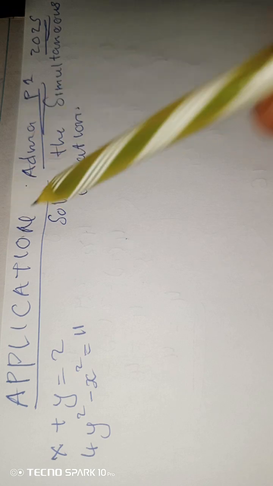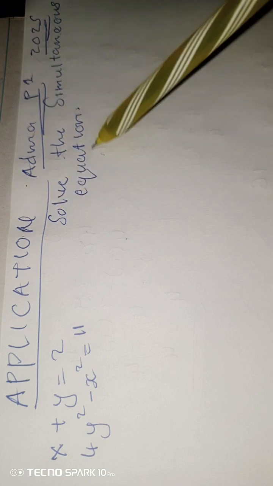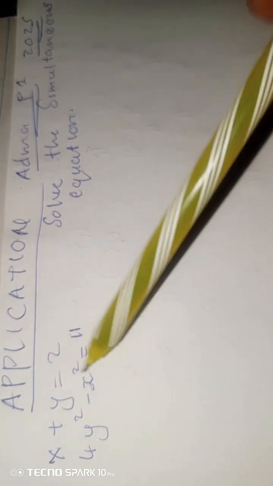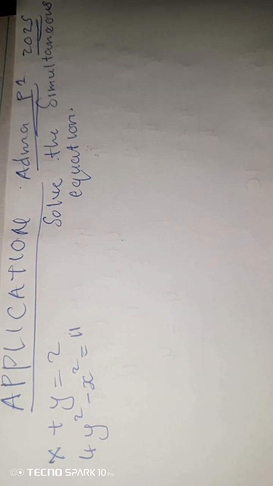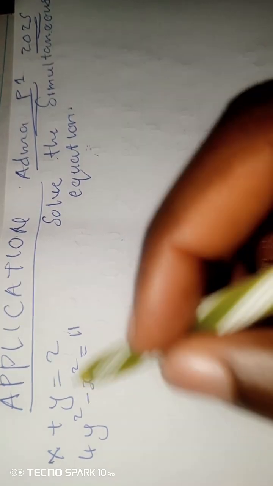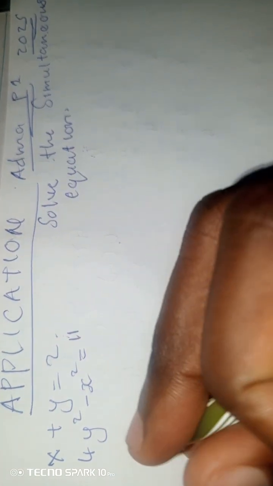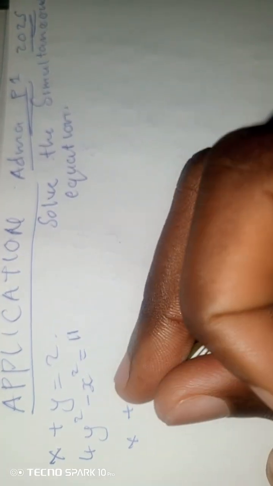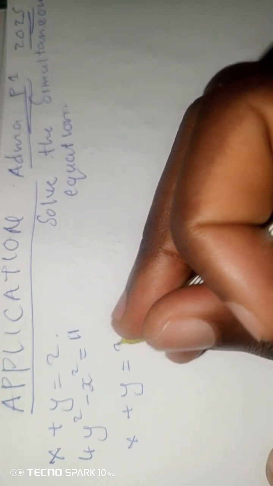So we have this question: solve this simultaneous equation. The method that is recommended here is the substitution method. So I'll write my first equation. I'll say x plus y equals to 2.